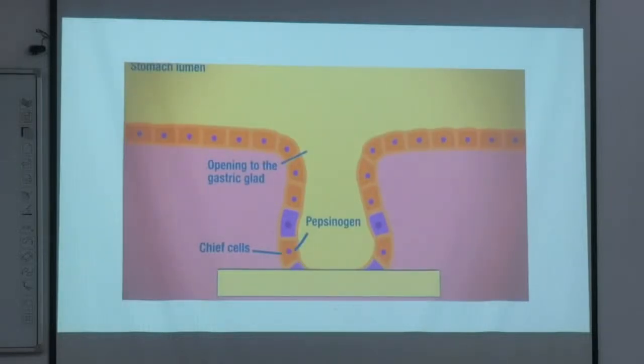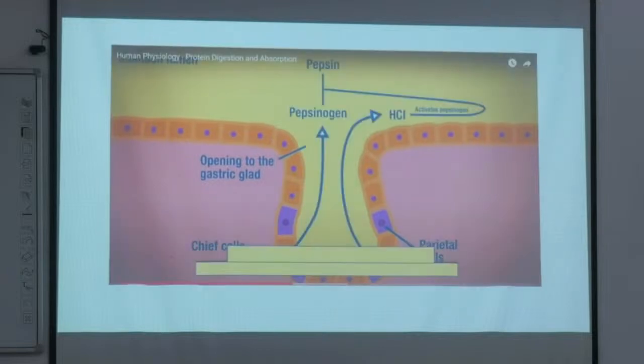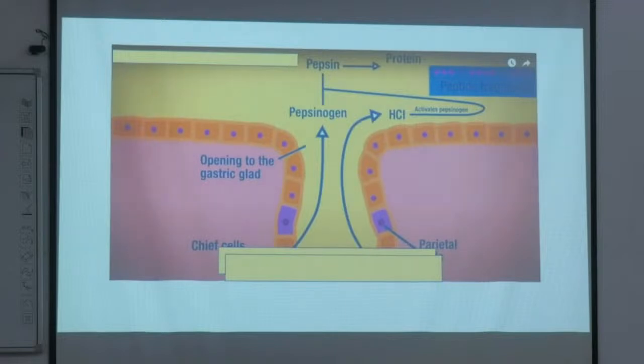Now pepsinogen is secreted by the chief cells. I am repeating several times so that you remember. And the parietal cells are secreting HCl. It is getting converted into pepsin from pepsinogen, and then pepsin acts on the protein to form peptide fragments.